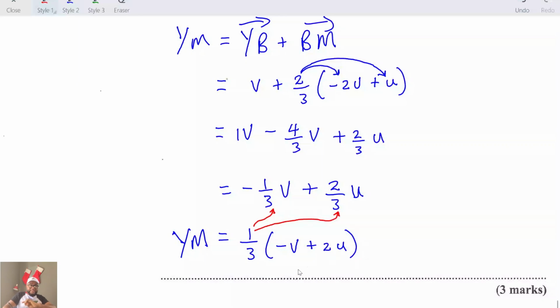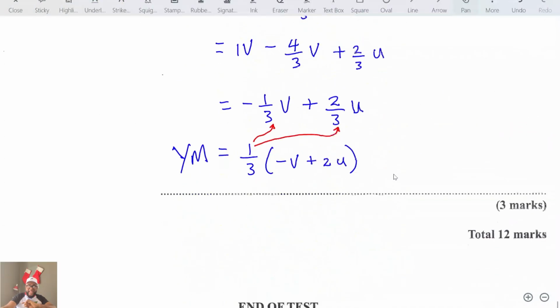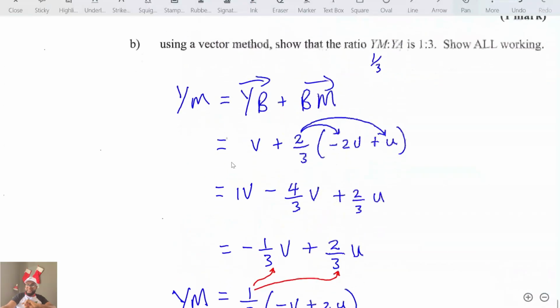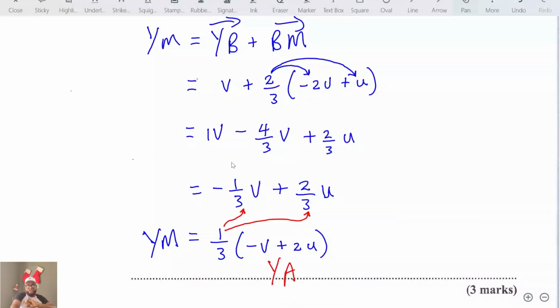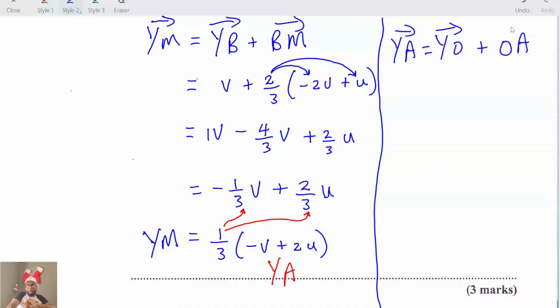So I need to show now that YA is this, what is in the brackets here. So let's find YA. This is 3 marks you're playing with here, guys. So we're going to find YA. Where are we going for Y? Anybody have a route? Y to O and then O to A. Kyle has it there already. Y to O, and then we're going from O to A. I'm scrolling up to see it.